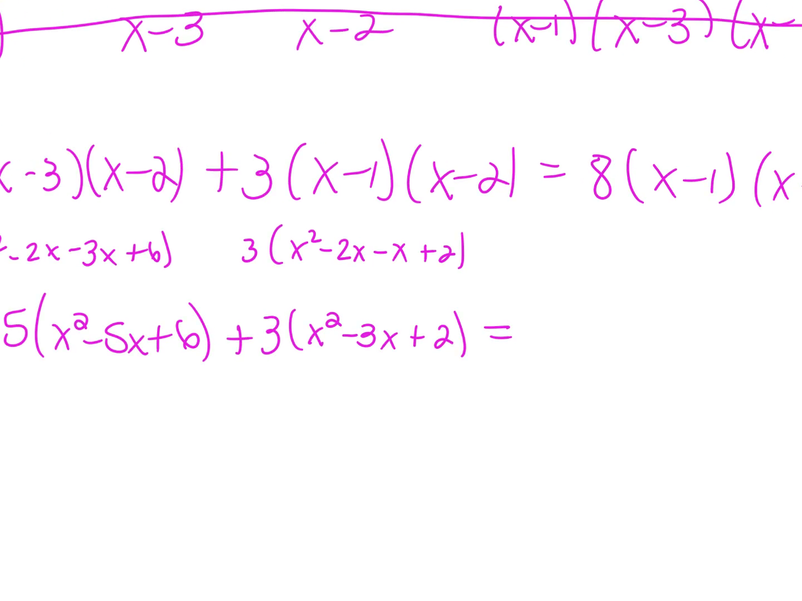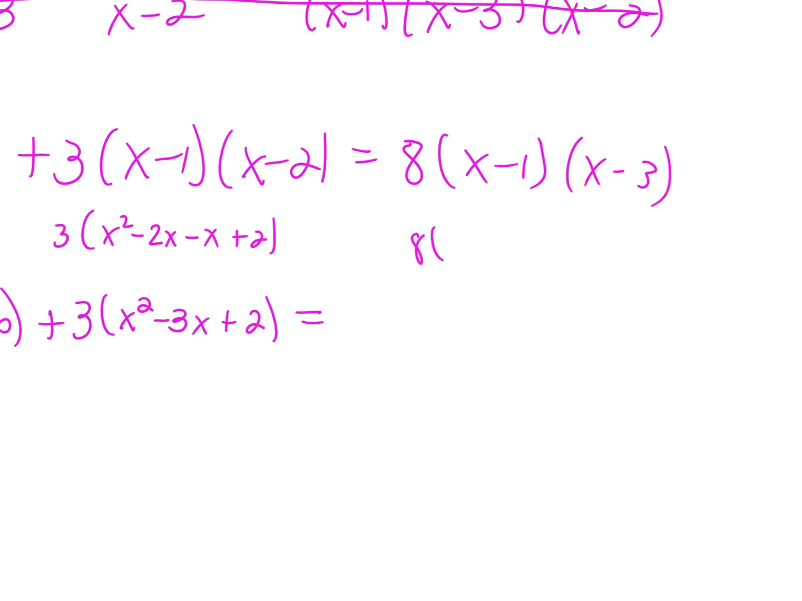And I have an equal sign, and we're going to do the same thing. x times x is x squared. x times negative 3 is negative 3x. Negative 1 and x is negative x. Negative 1 and negative 3 is plus 3. So you have equals 8 times x squared minus 4x plus 3.